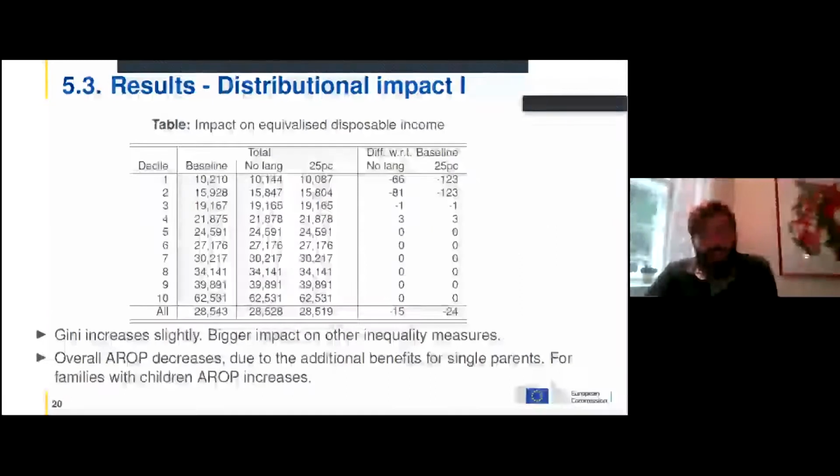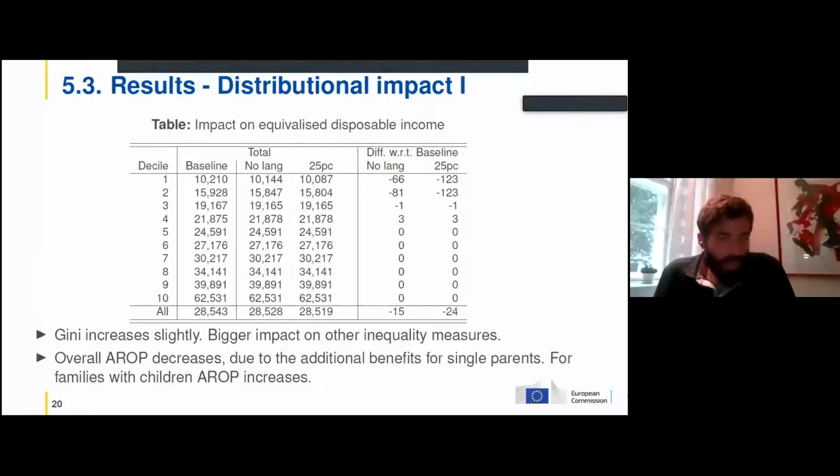When we look at the distributional impact of this reform, we see that obviously people in the lower income deciles, which are the top columns in this table, are affected, because those are the people that receive social assistance, and they have generally low income. So the equivalent disposable income would drop by about 123 euros in the first two deciles when we look at the reform.